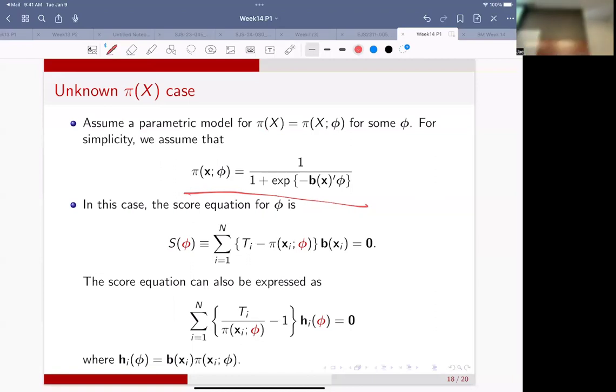Nowadays, you can ask ChatGPT to find this out, so you don't have to derive it. So this is known. The score function is just this form. And then you can express it in a calibration form by redefining, defining H. So then basically your score equation can be viewed as a calibration type equation using the H function.